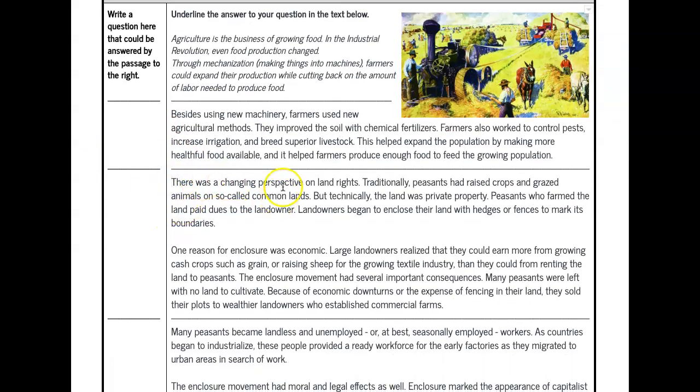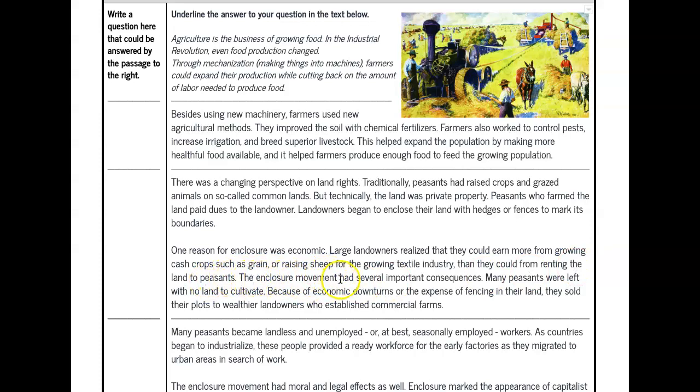There was a changing perspective on land rights. Traditionally, peasants had raised crops and grazed animals on so-called common lands, but technically the land was private property. Peasants who farmed the land paid dues to the landowner. Landowners began to enclose their land with hedges or fences to mark its boundaries. One reason for enclosure was economic. Large landowners realized that they could earn more from growing cash crops such as grain or by raising sheep for the growing textile industry than they could from renting the land to peasants.